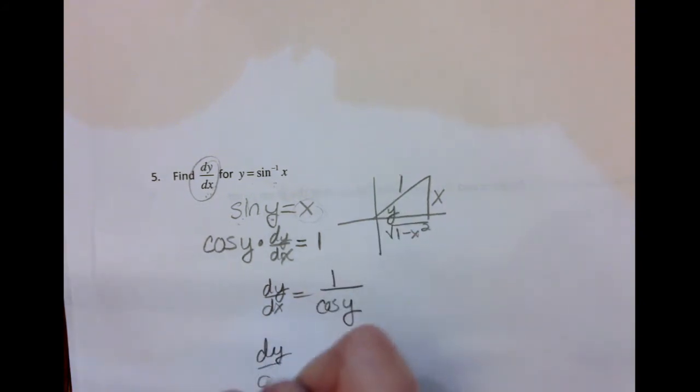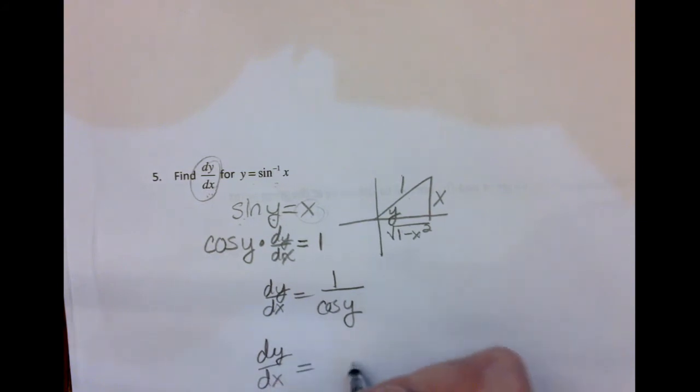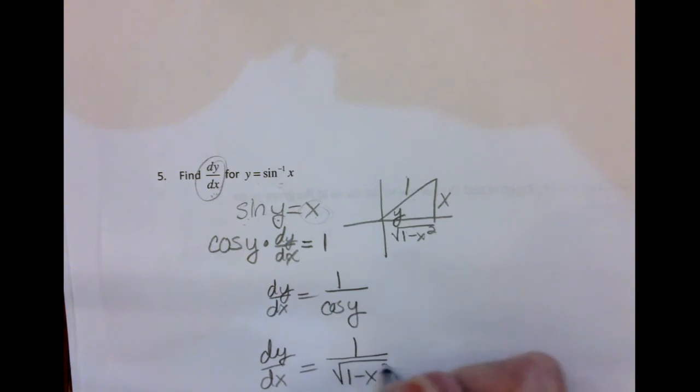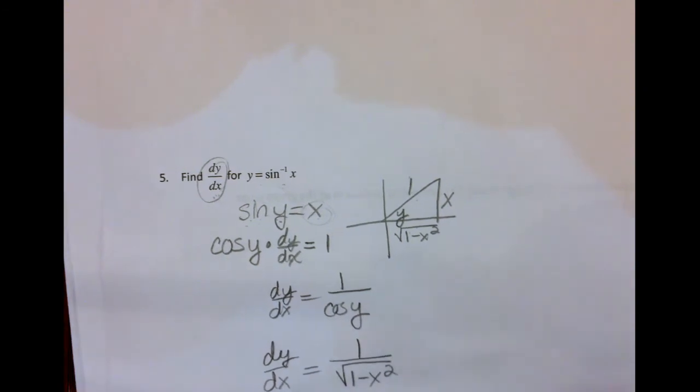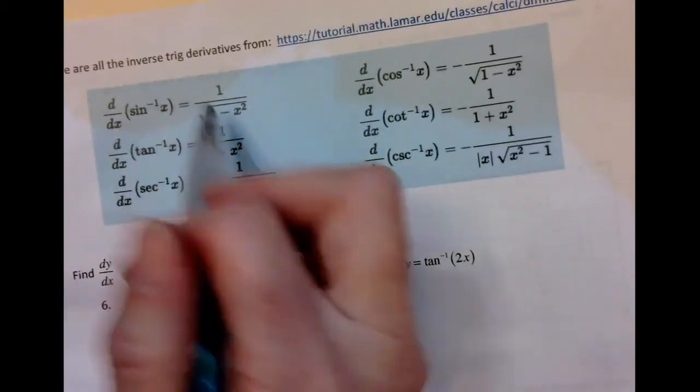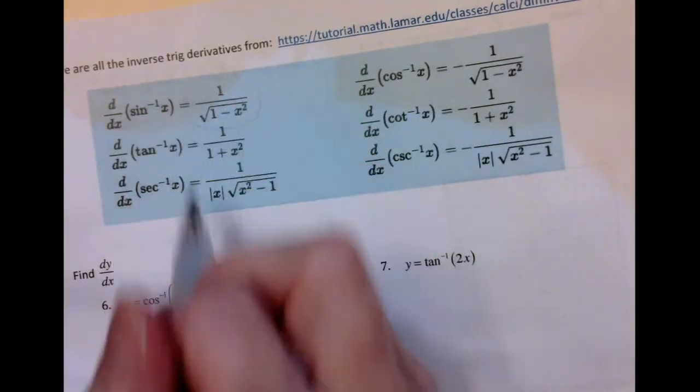So the end answer for the derivative of the inverse sine is 1 over the square root of 1 minus x squared. Here's the list of all the inverse trig derivatives, and you have that list. You can see we just created this one.